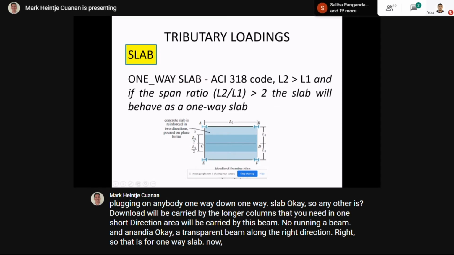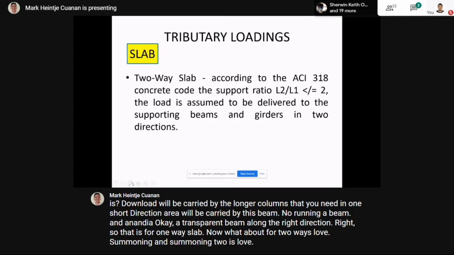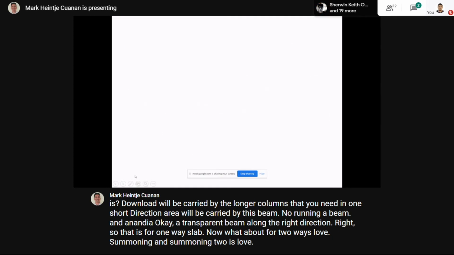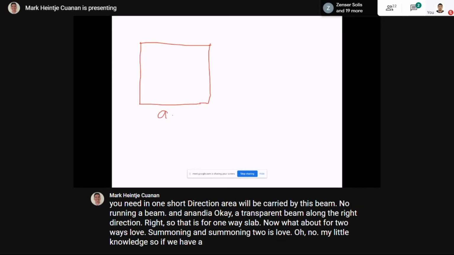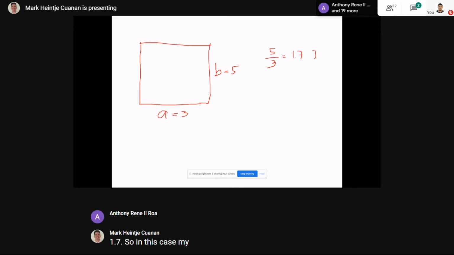Now, what about for two-way slab? So unsa man ning two-way slab? Mali dito atong i-present. Balik ta. So if we have a floor system where A is 3 and B is 5, the ratio, which is 5 over 3, is 1.7. So in this case, mahimo kaning two-way. Okay, so nabali atong analysis kanina.